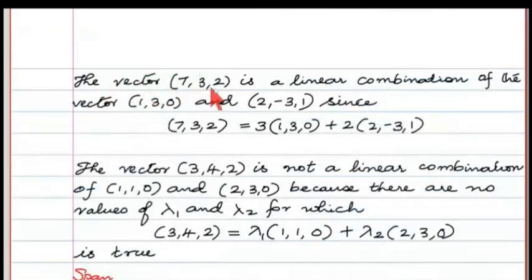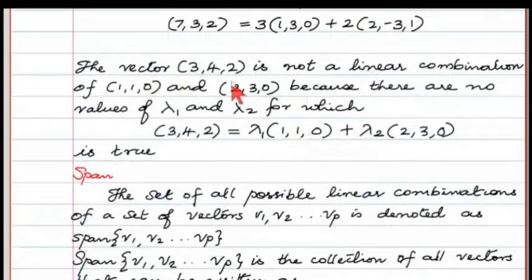Another example: the vector (7, 3, 2) is a linear combination of the vectors (1, 3, 0) and (2, -3, 1). If this can be represented in terms of these two vectors, then we can say that (7, 3, 2) is a linear combination of these two vectors. So (7, 3, 2) can be represented as 3 times (1, 3, 0) plus 2 times (2, -3, 1). So (7, 3, 2) is a linear combination of these two vectors.